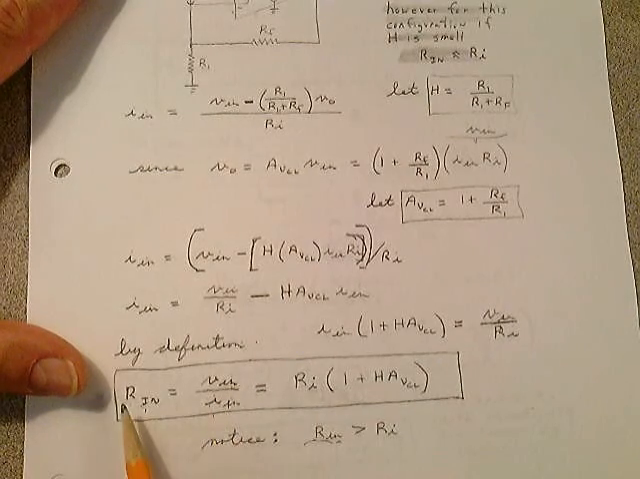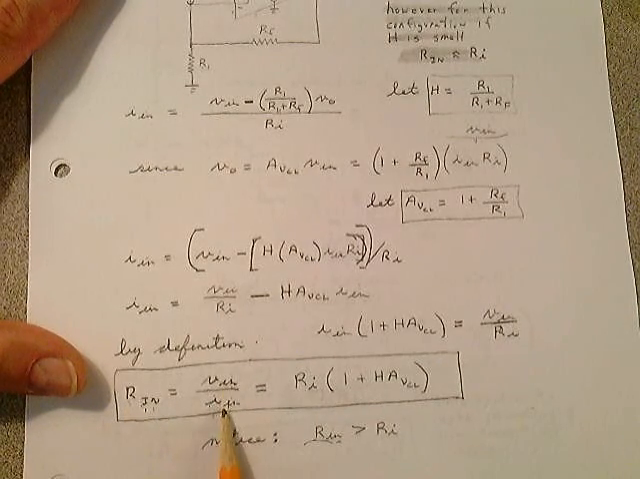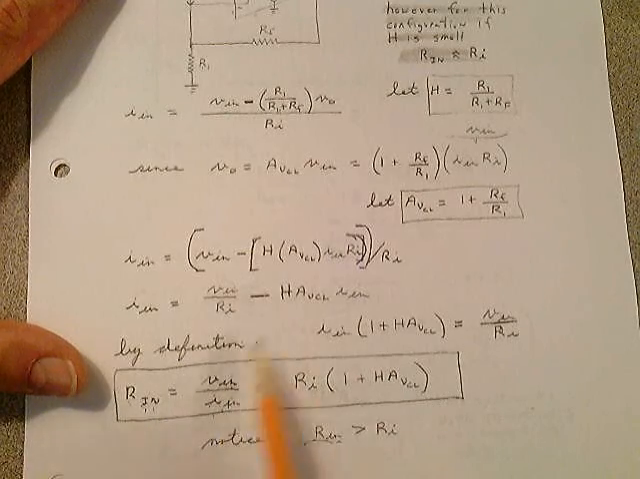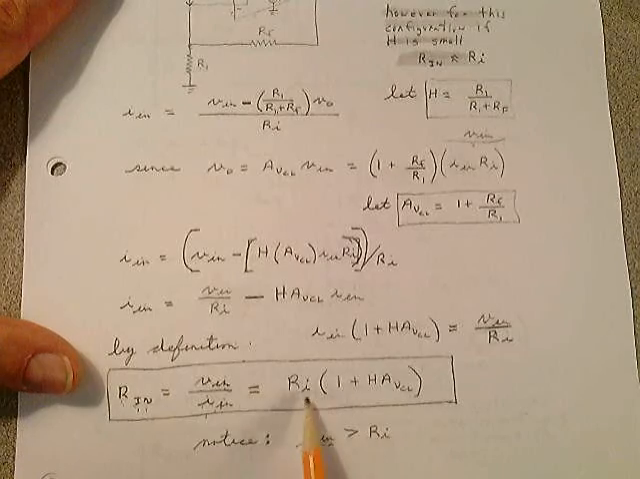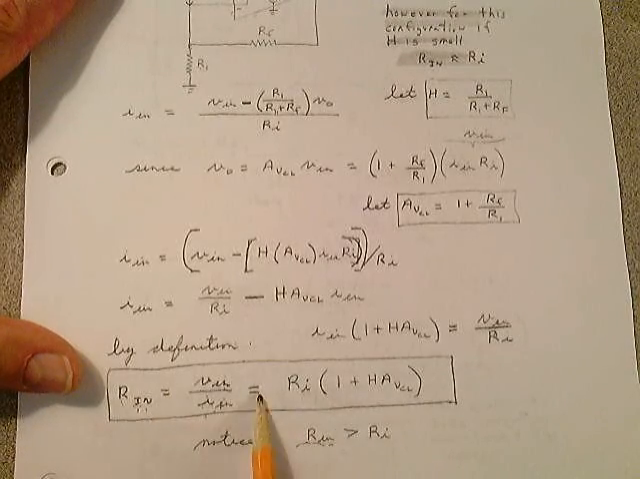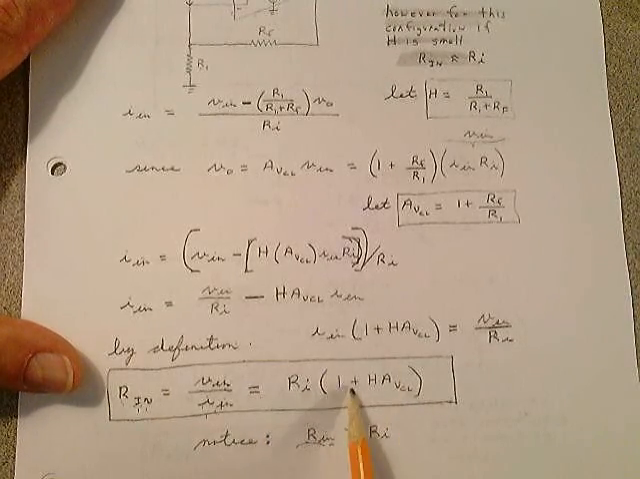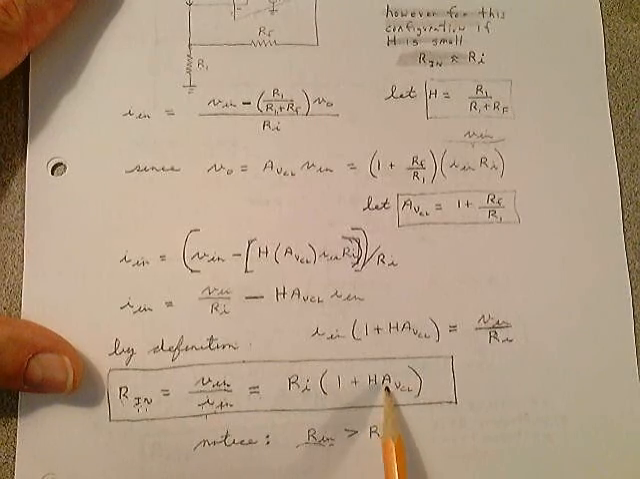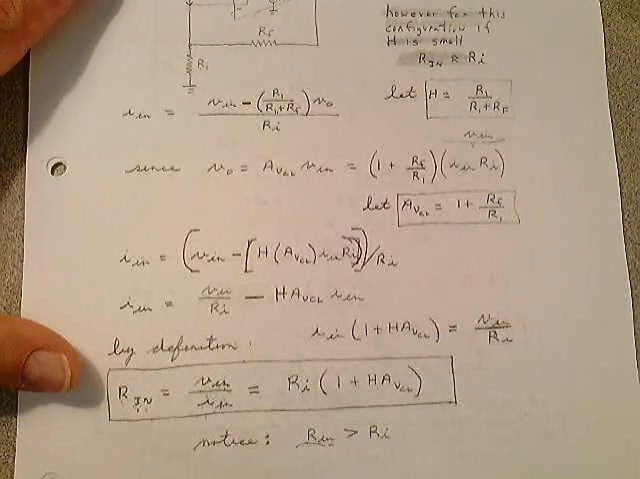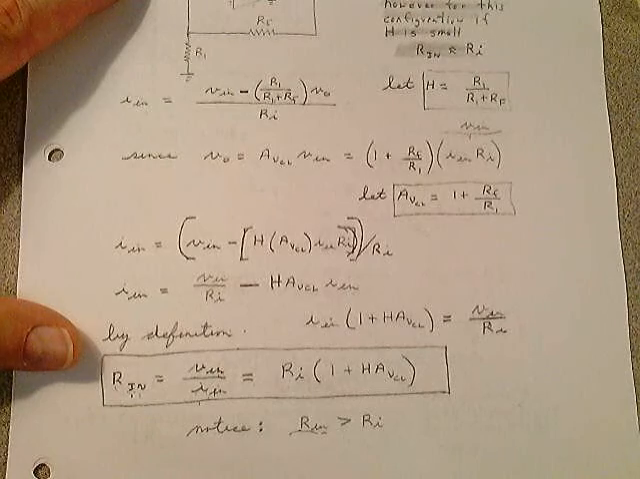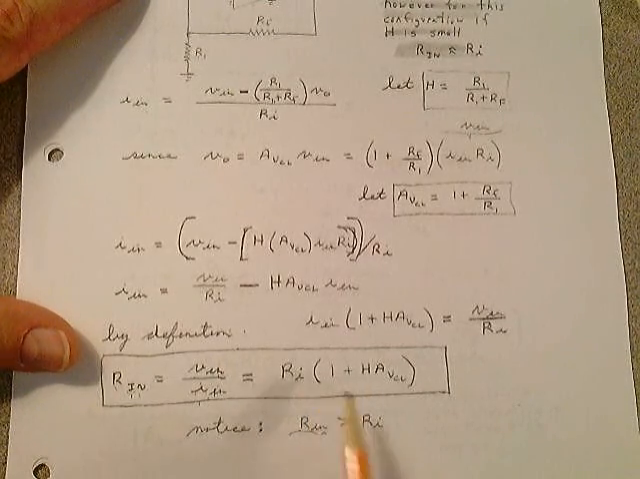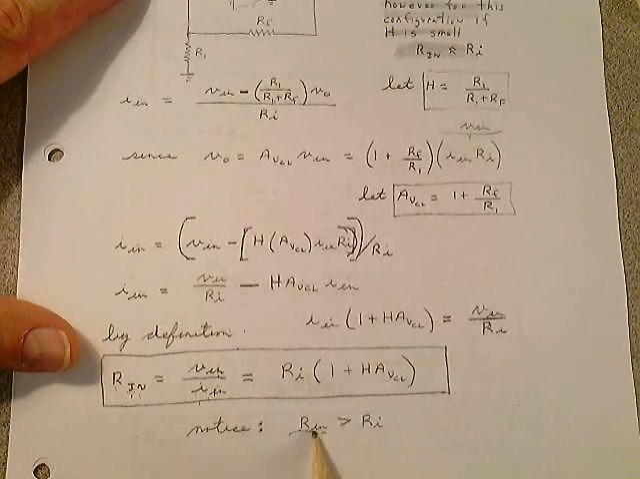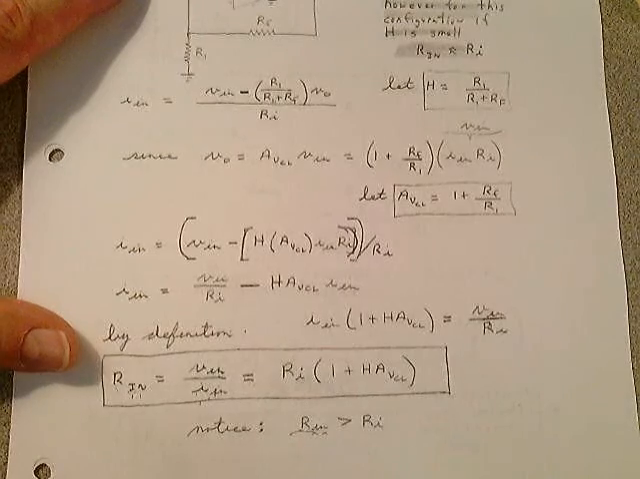I made calculations here to form the ratio. Resistance is voltage over current. Resistance Rn is Vn over In. And if we form the ratio from our expressions up here, this is the actual value for Rn. Rn is equal to Ri times this quantity, 1 plus H times A sub V closed loop. But notice that Rn in this case is really greater than Ri. It's greater than the infinity that we were using all along.